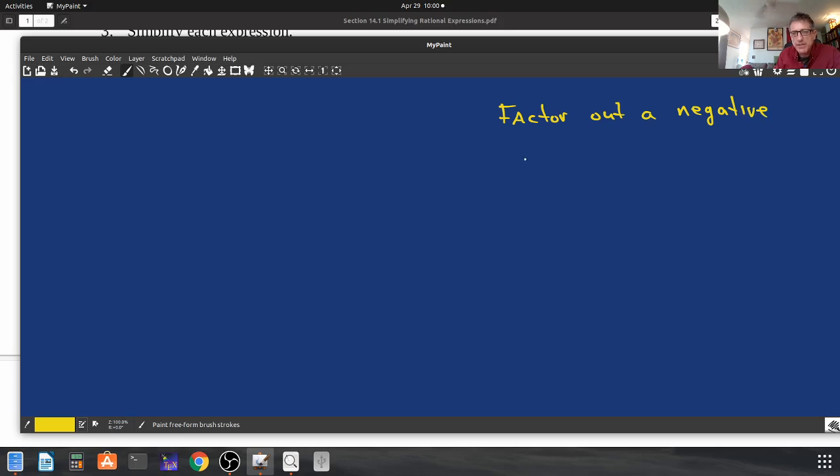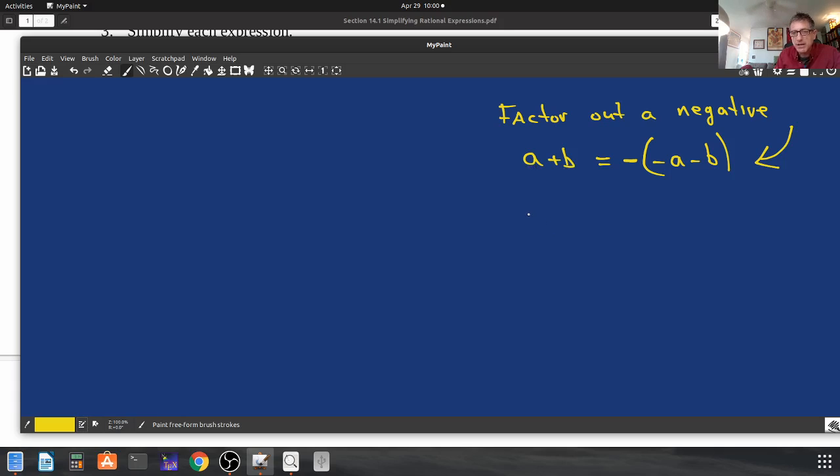So if you have a sum A plus B, I can factor out a negative by changing the signs on each one of the terms. So that's the rule right there. Now remember, when I write A, that doesn't mean A is positive. A might very well be negative 3, and B might be negative 3. So let's do a few examples.